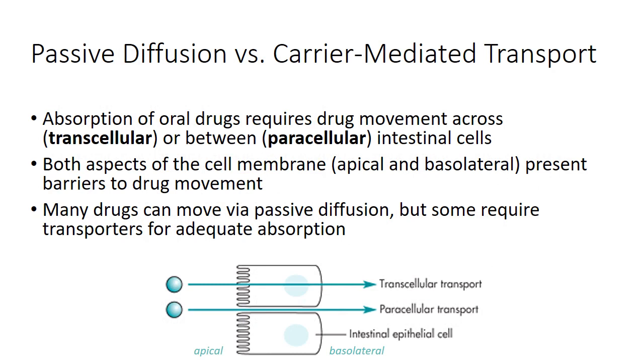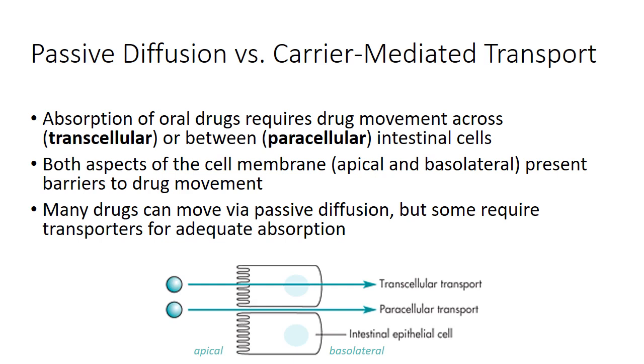Okay, so my intention in this lecture is to not go over the large numbers of different transporters that exist in cell membranes, but just the general concepts of diffusion versus carrier-mediated transport. Absorption of oral drugs requires drug movement across, which is called transcellular, or between, which is paracellular, the intestinal cells. Okay, so one or the other.